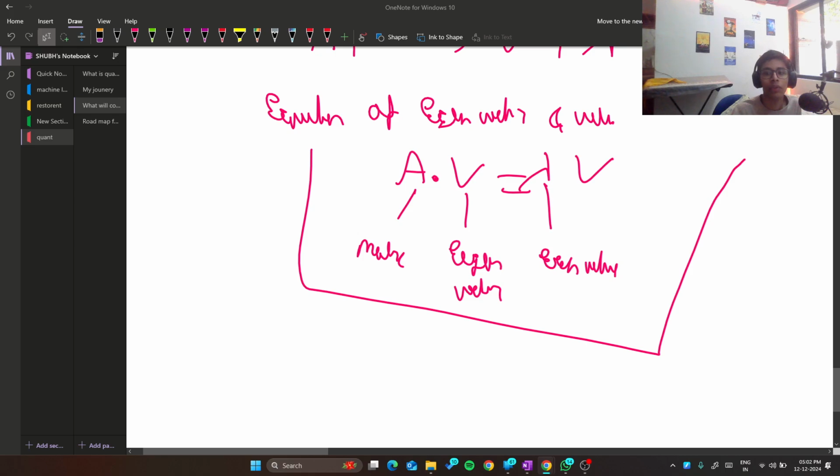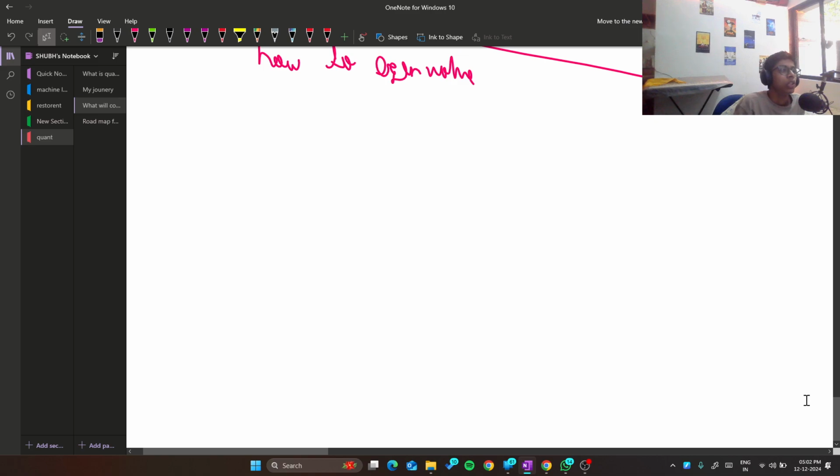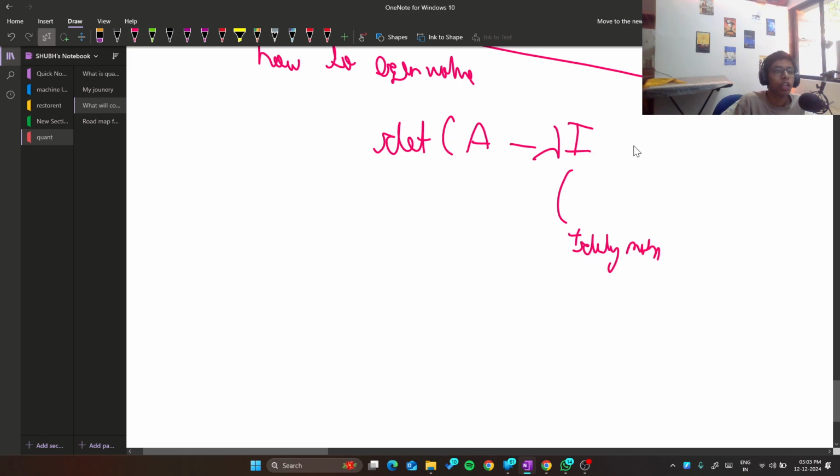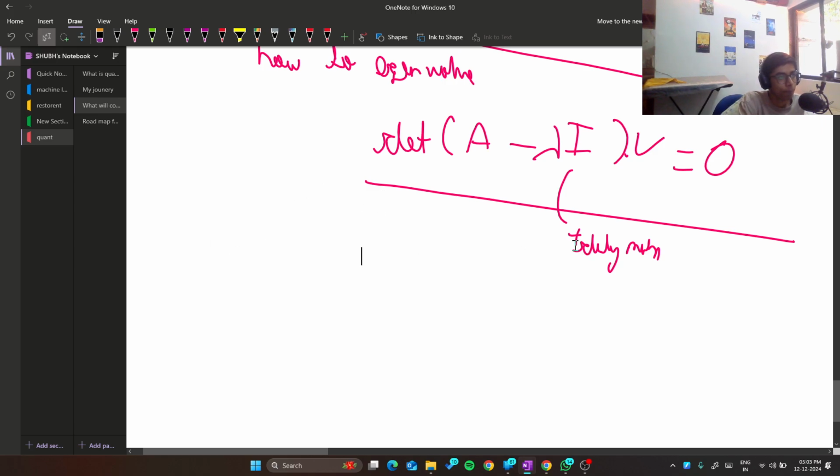And how do we find the eigenvalue? To find the eigenvalue, there is a formula. Let me check the formula. Determinant of A minus lambda I, where I is the identity matrix, times the eigenvector equals 0. So this is the formula to find the eigenvalue.